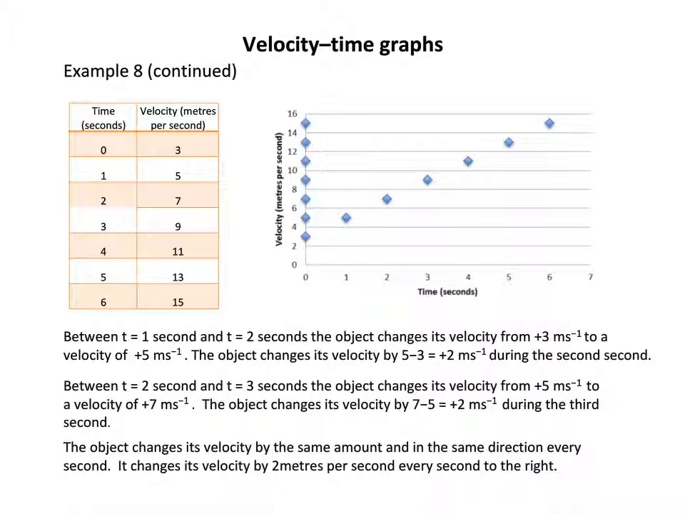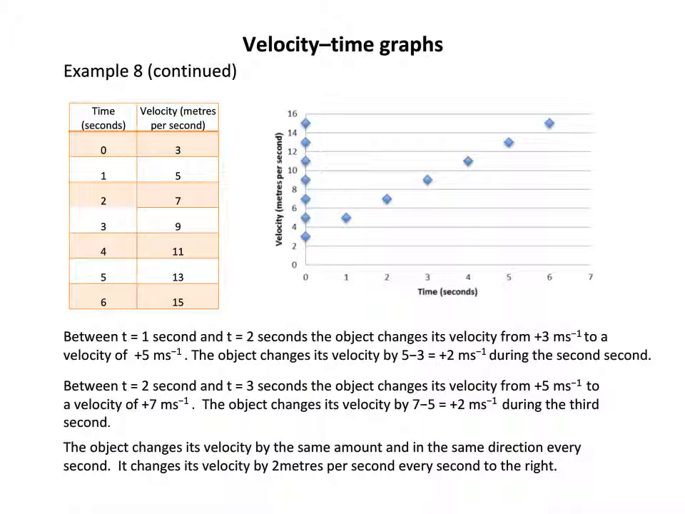Let's look at what's happening second by second. Between 1 second and 2 seconds the object changes its velocity from 3 meters per second to a velocity of 5 meters per second. So the change in velocity is 2 meters per second. Now if we look at between 2 seconds and 3 seconds, the velocity changes from 5 meters per second to 7 meters per second. What's the change in velocity? It's 2 meters per second.